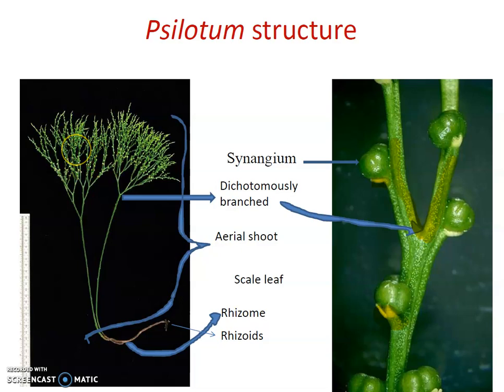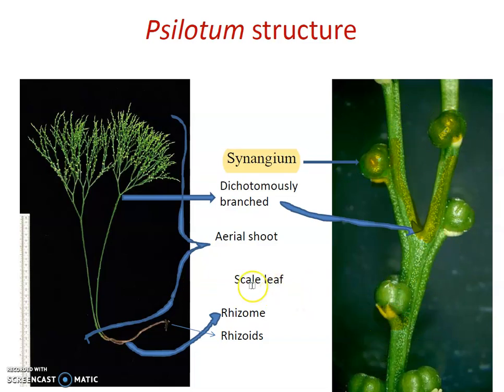So the stem performs photosynthesis. Leaves are very small and reduced, and at the base of the leaves there are synangia produced. This structure is called a synangium. Synangium is singular, and the plural is synangia. So all of these are called synangia.